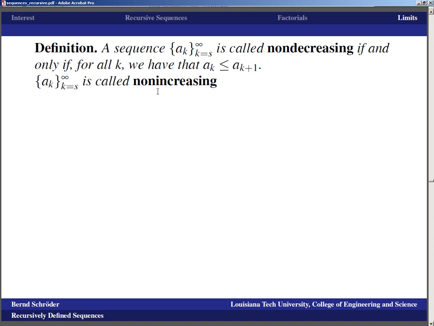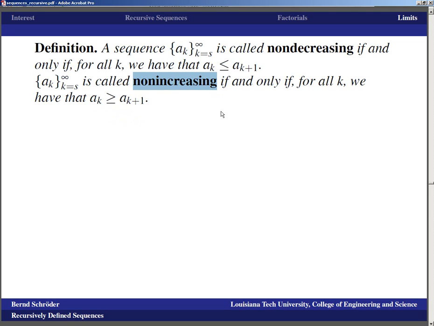a_k is called non-increasing if and only if for all k we have that a_k is greater than or equal to a_(k+1), so that means that the next one is less than or equal to the previous one. Yeah, I got confused here by the reversed inequality. Again, that just means that the step from one term of the sequence to the next term is a step down or a stagnation, which means what the sequence doesn't do is increase.